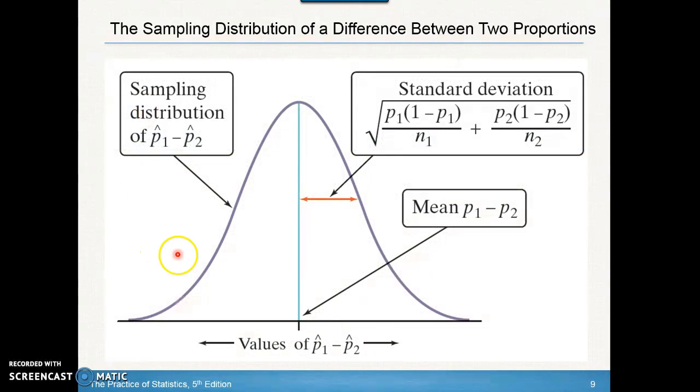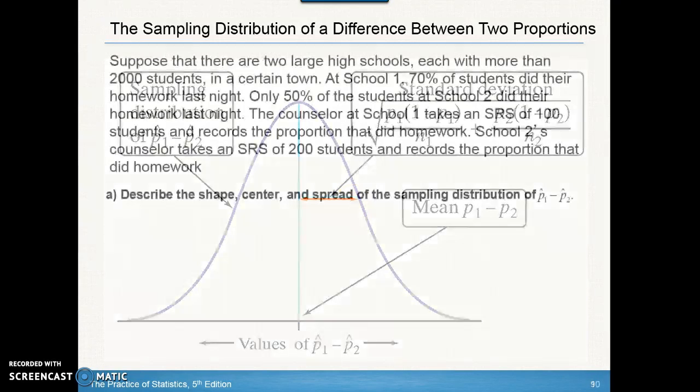Okay, so here's what your sampling distribution between two proportions looks like. This is when I actually subtracted them. The mean is P1 minus P2. For the standard deviation, basically you add the two standard deviations together and then take the square root. That will give you the standard deviation of the sampling distribution.